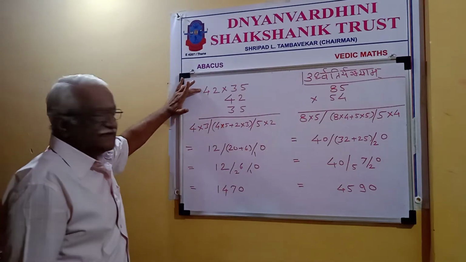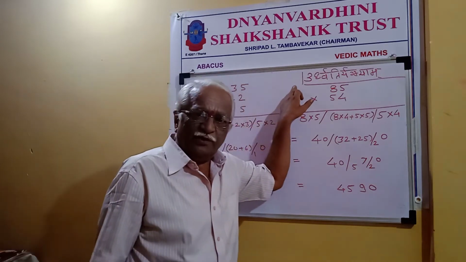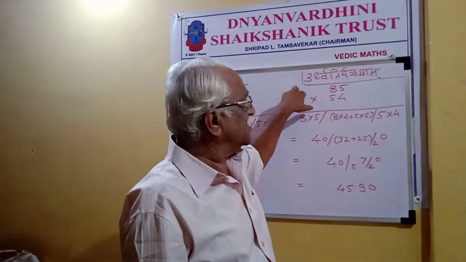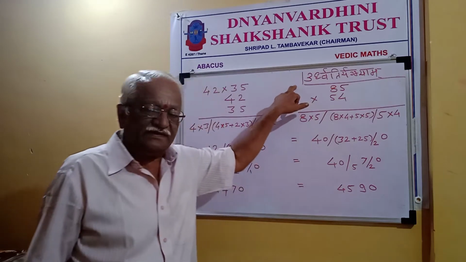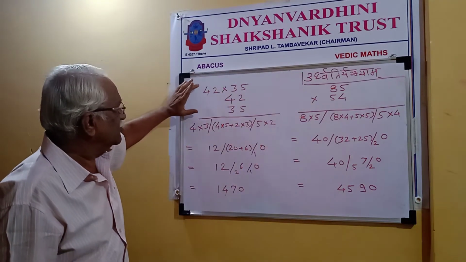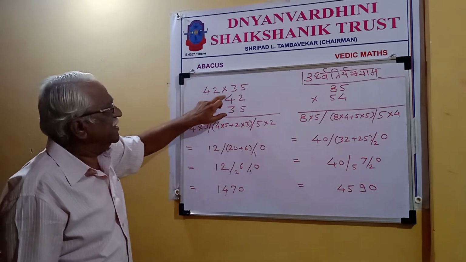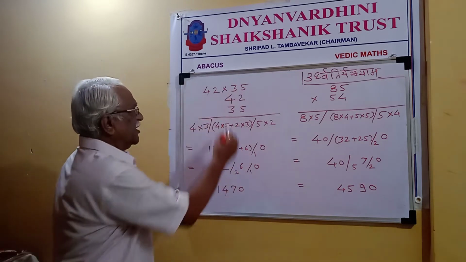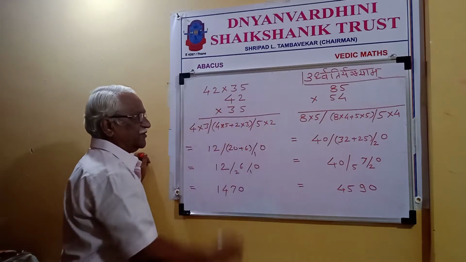First example we will see. We will start learning this method with 2 by 2 digits. In the next episode, 3 by 3 digits and then 4 by 4 digits. Now here we are going to learn 2 by 2 digits. Just see 42 into 35. We have written it like this, 42 into 35.